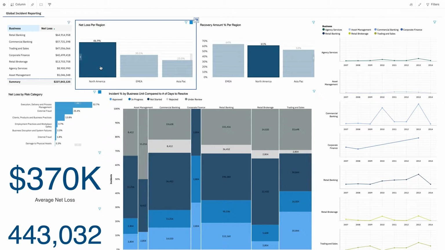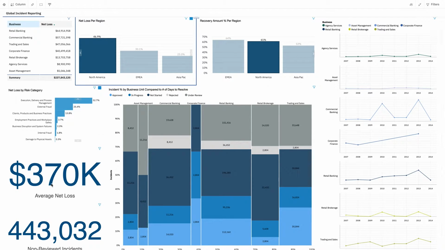For example, let's compare the percent of total net loss per region to average net loss here in the KRI box and see if we can discover anything worth highlighting. So we have North America selected already, and it shows up here that they own about 50% of the entire net loss for the company, with an average net loss amount of $370K.